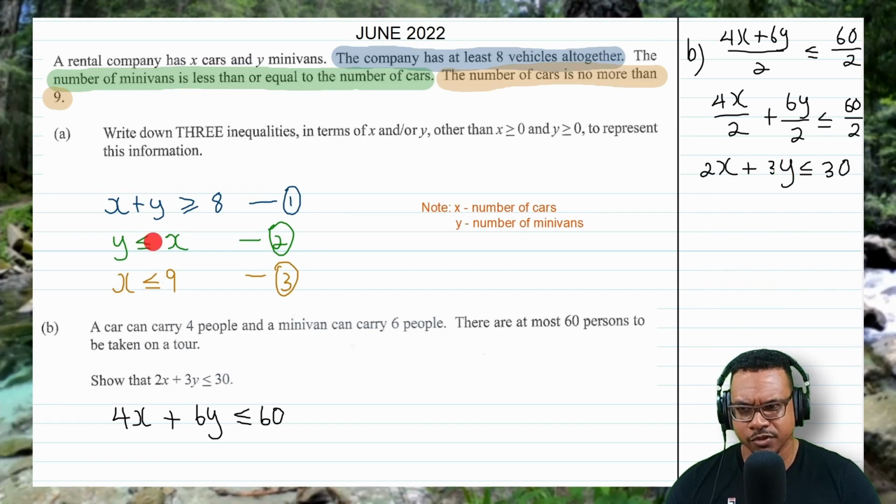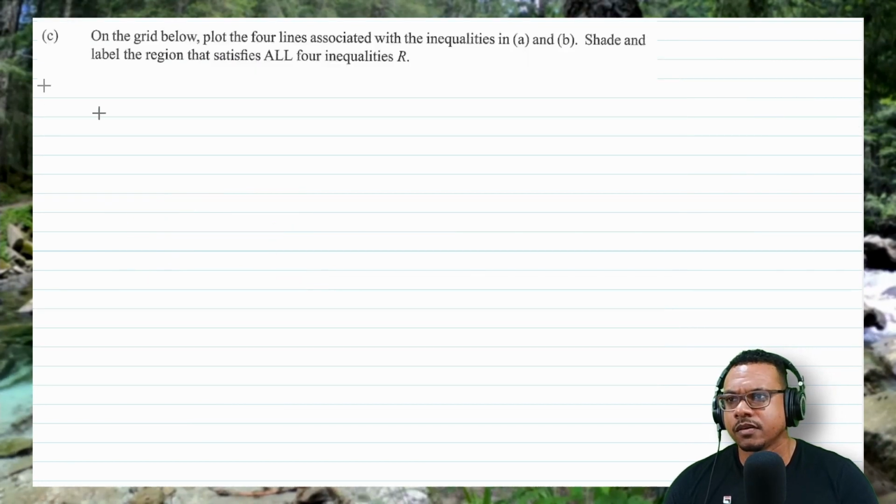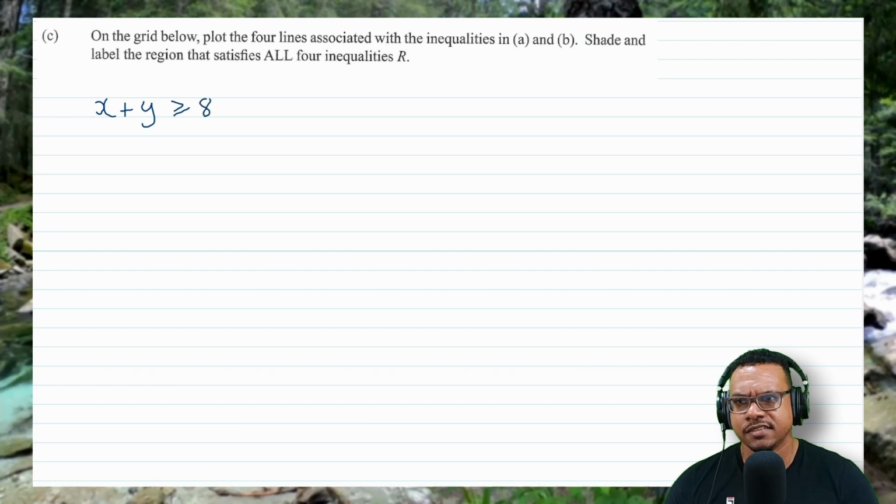These two are pretty simple. You don't need to do any working for these two, but for these two we need to find the x-intercept and the y-intercept, and therefore we can plot these straight lines on the graph. So first I'll start with this one. x plus y is greater than or equal to 8. What I'll be using is x plus y is equal to 8.